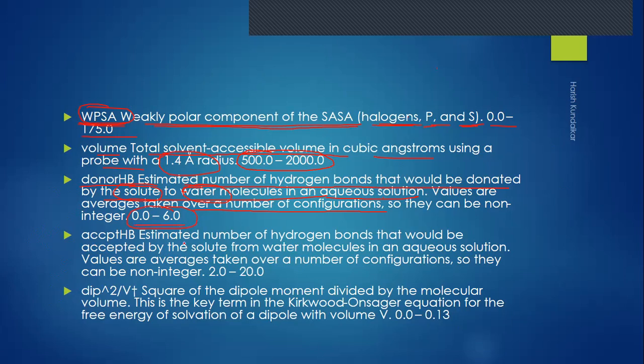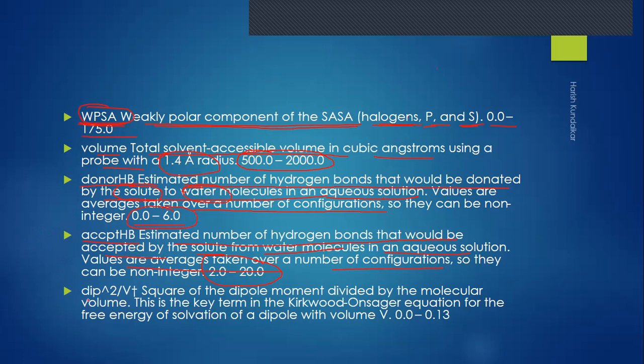Then acceptor HB. So this is the estimated number of hydrogen bonds that would be accepted by the drug from the water molecules in an aqueous solution. These values are averages taken over a large number of configurations, and these values should be in between 2 and 20. In Lipinski's rule of 5, we said this value should be not more than 10. But now we are saying this value is in between 2 and 20 for a large number of molecules.